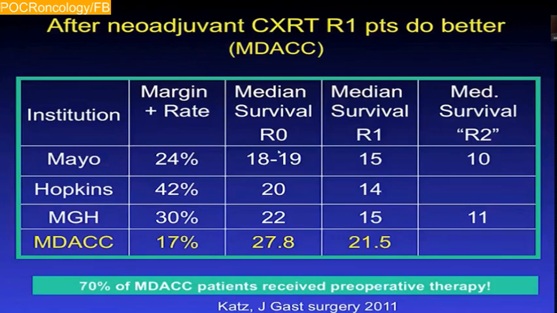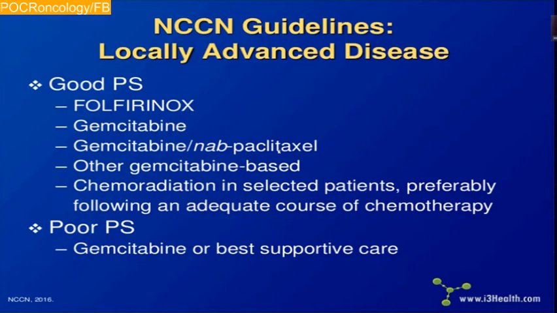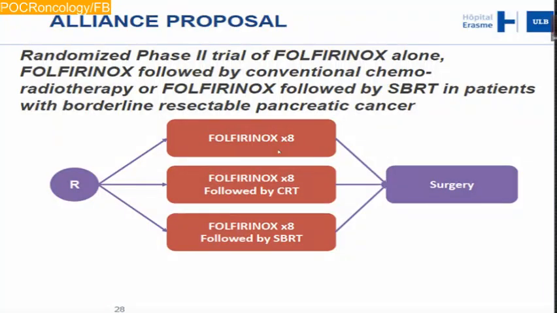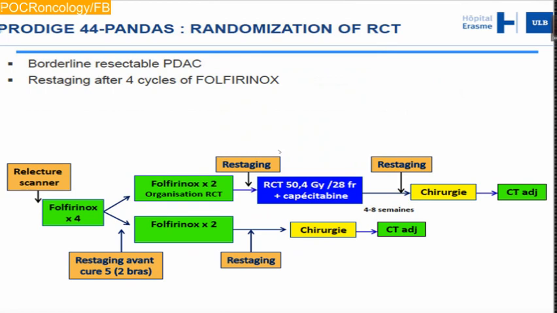The other thing is that R1 patients after neoadjuvant treatment do better. And it's comparable to a survival that is 21 months, even with R1 resection after neoadjuvant treatment. So there's a lot of argument and enthusiasm about moving to neoadjuvant treatment, even with resectable disease. These are the NCCN guidelines for locally advanced and borderline resectable, where, again, these are the regimens that are recommended. This is another Alliance ongoing trial, FOLFIRINOX chemo radiation, FOLFIRINOX SBRT followed by surgery. Again, there are so many questions, and hopefully all these trials will eventually answer them.